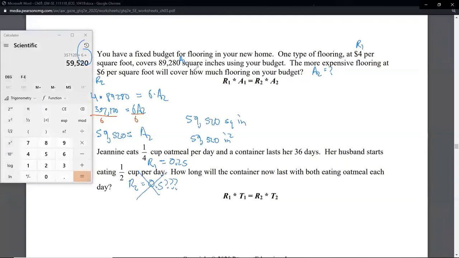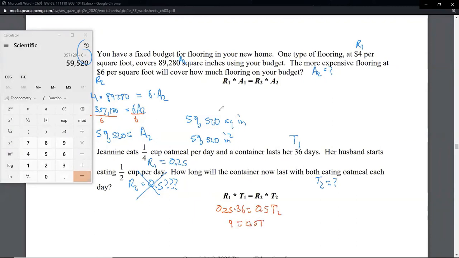Oh, by the way, I forgot to mark what T1 was. T1 is 36 days. We want to know what is T2, the time of the husband eating. Actually, no, that's not right. It's not just the husband eating, it's the husband and the wife eating, which is why what I'm about to do is wrong. So they'll say R1, that's the 0.25, times T1, which was 36, equals R2, which we said is 0.5, but I'm telling you it's wrong. Just bear with me and we'll see why. All right, so 0.25 times 36 is going to be 9. Yeah, that's 9, and then equals 0.5 T.